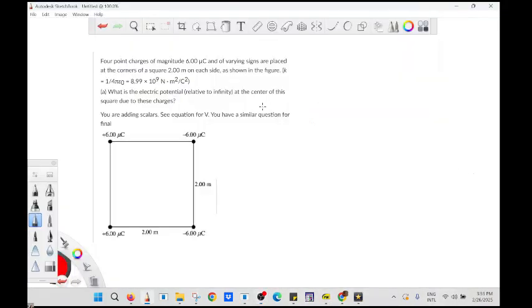So this one is easy because you just have to be careful not to confuse voltage and electric field. Voltage, you use the superposition principle to find the voltage at a given point in space, right? So if you label the charges, you want to find the voltage at that point P.